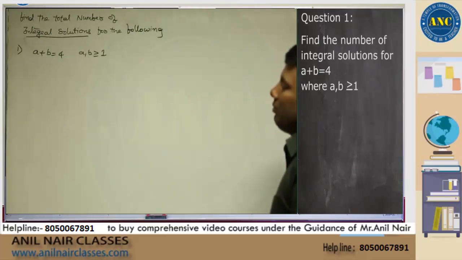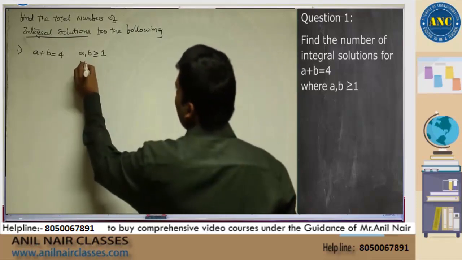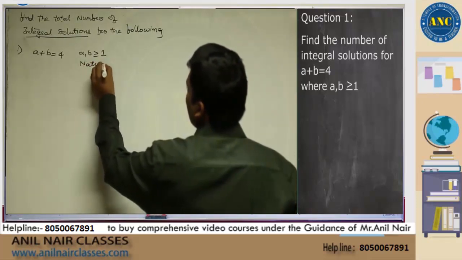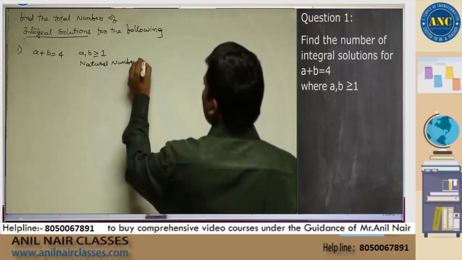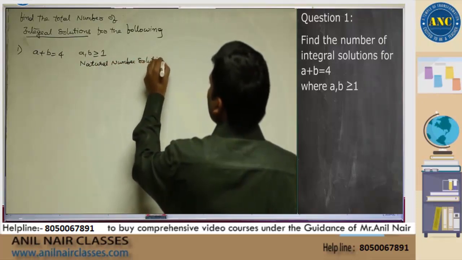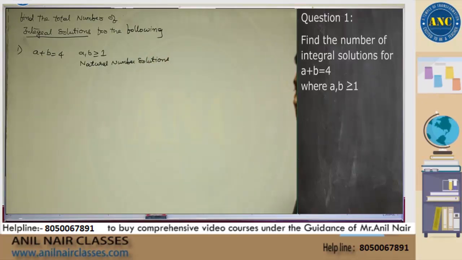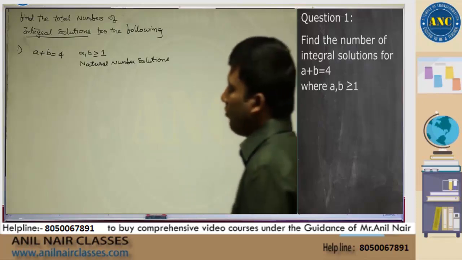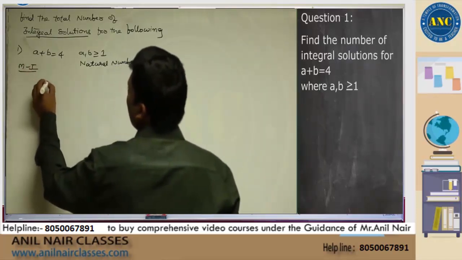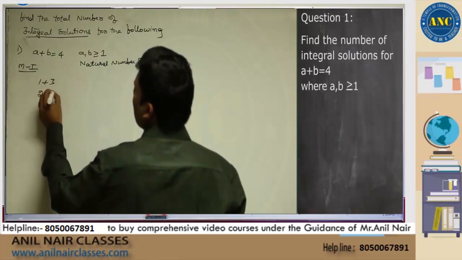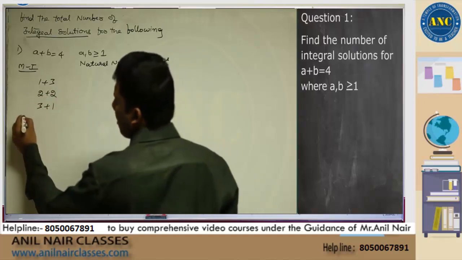When I say that a and b are greater than or equal to 1, I am actually finding the natural number solutions. Now see here, one method to solve is a plus b equals 4: 1 plus 3 is 4, 2 plus 2 is 4, 3 plus 1 is 4. Total is 3.